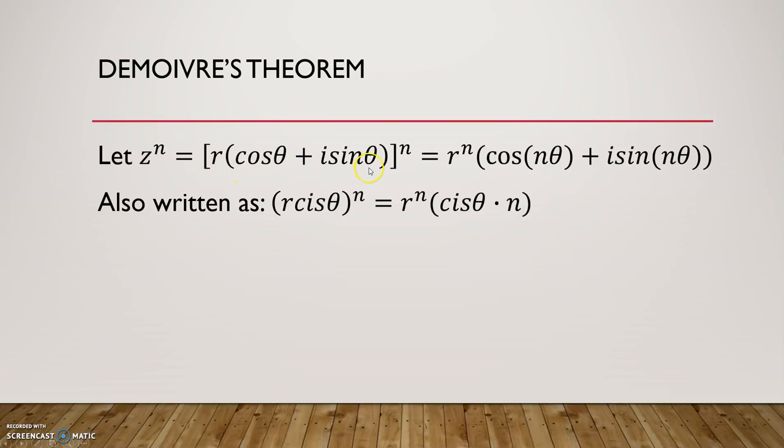But if we are taking the same thing and putting it to the nth power, we're essentially taking r times cosine plus i sine theta to the nth power, and we can simplify this down further. We can also see it with the CIS instead of the cosine plus i sine theta. The exact same idea: we would do r to the nth power, and then we would multiply theta times n.